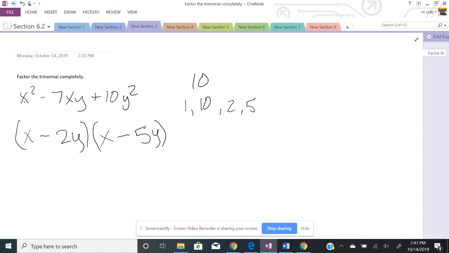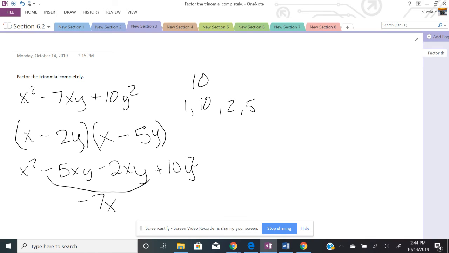All right, so now I'm going to test. So x times x is x squared, and then x times 5y gives me minus 5xy, and negative 2y times x gives me minus 2xy. And then I would have negative 2y times negative 5y, which gives me a plus 10y squared. I combine these, and that gives me minus 7xy. Okay, so that looks exactly like above. All's good.